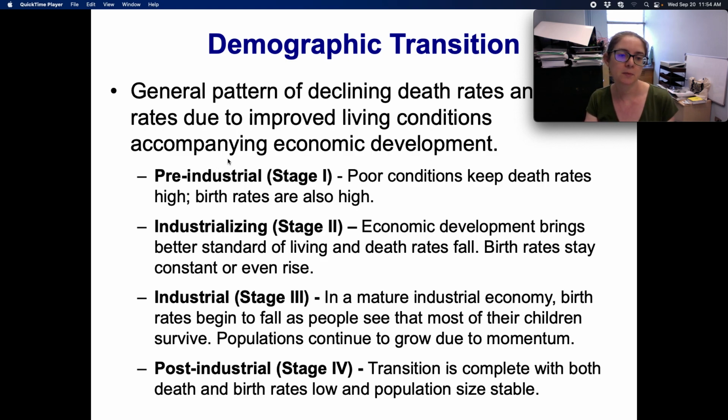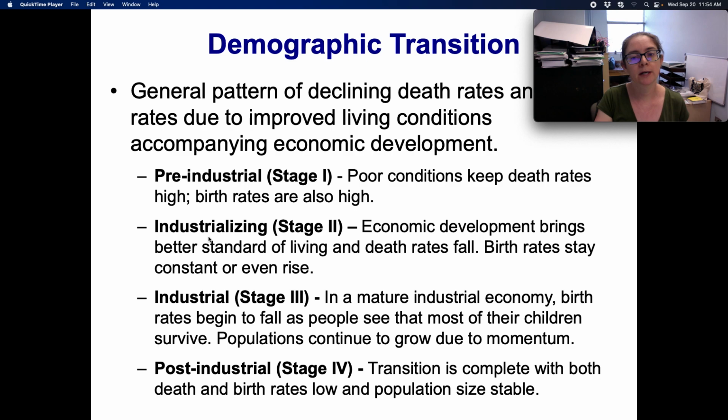So we start with the pre-industrial stage. There tend to be poor conditions that keep death rates high, but the birth rates are also high. There's a lot of incentive, if there are a lot of people working on the family farm, to have more people that can help on the family farm. But also, if you are losing a lot of children, you're probably going to have more children to still be able to have a family, if you're expected to lose some of them while they're still children. All right, so that's stage one.